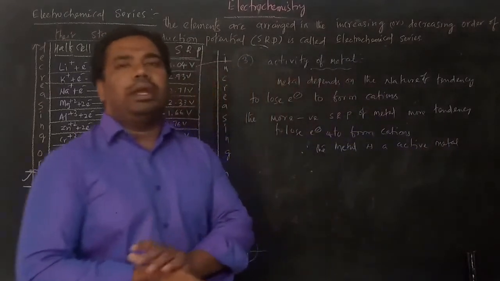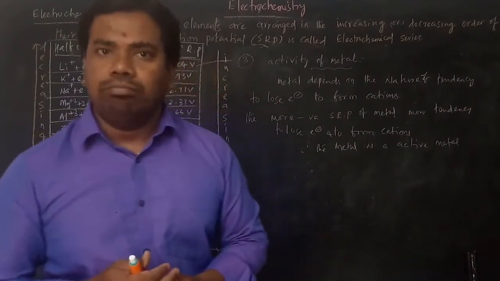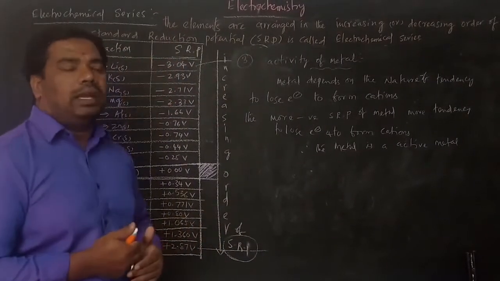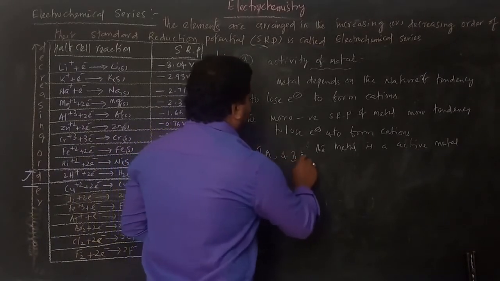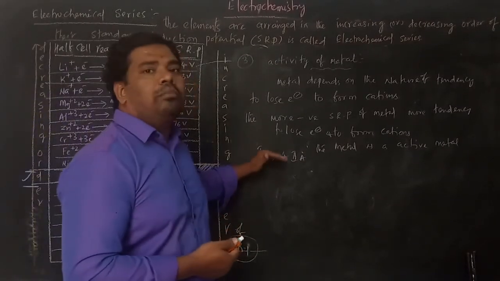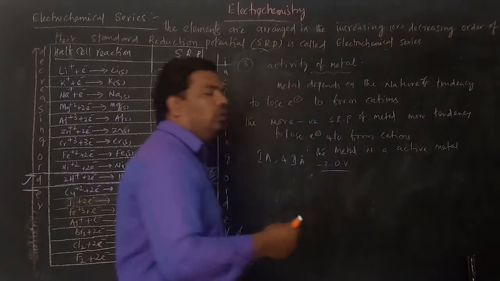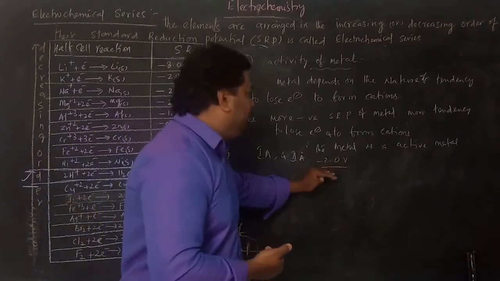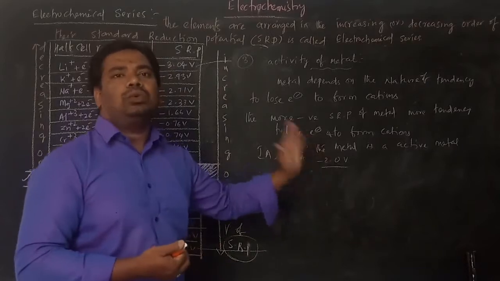So the more negative the reduction potential of a metal ion, the more active the metal. Generally the alkali and alkaline earth metals, meaning the first and second group elements, have standard reduction potential values of minus 2.0 and above. Therefore these alkali and alkaline earth metals are very active metals.